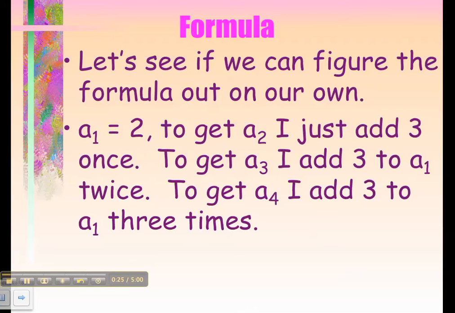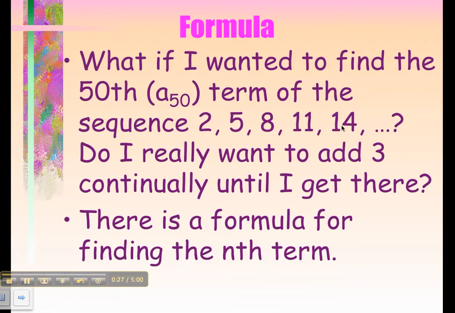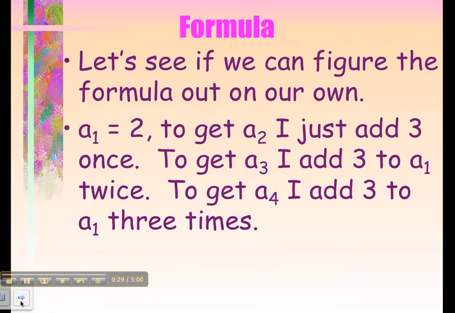Now, take a look at the sequence that we had. We know 2, 5, 8, 11, 14, and so on. We know the following. The first term is 2, and to get the second term, I just have to add the common difference once. To get the third term, I have to add the common difference to the original twice. To get the fourth term, I add the common difference to the first term 3 times, and so on. So see if you can notice a pattern from what's happening.